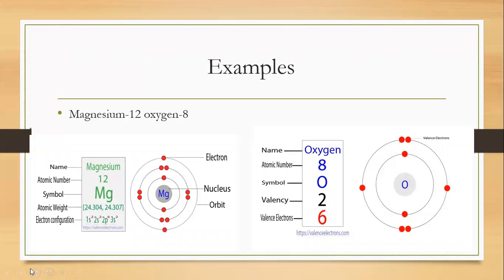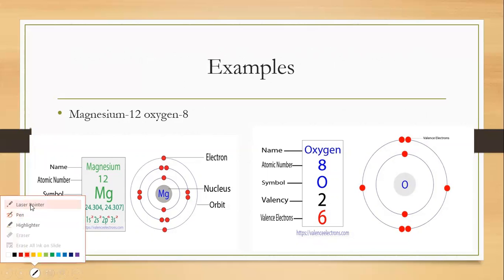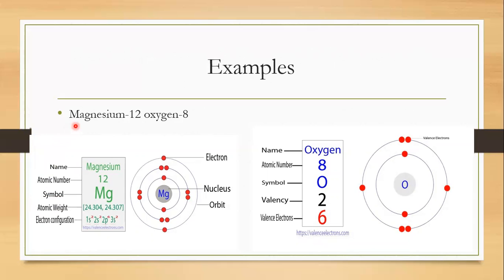Now I'll show you how the electronic configuration works. So first let's take magnesium, and to do the electronic configuration, we need to know the atomic number. Atomic number is very important. So here the atomic number of magnesium is 12, as we all know. So this is magnesium. And first comes the K shell. I'm showing it with my laser pointer. So this is the K shell. It has 2 electrons.